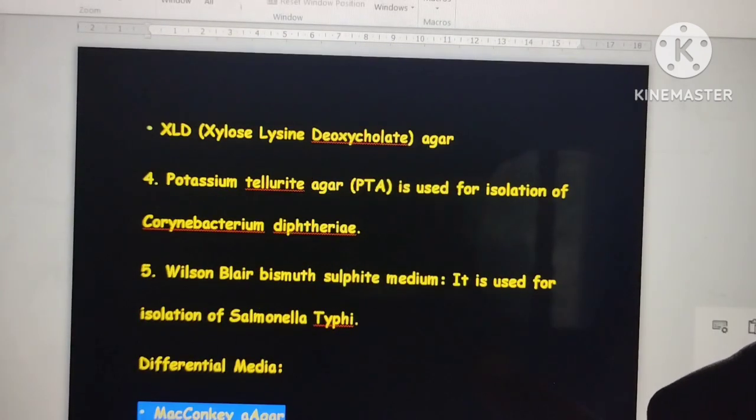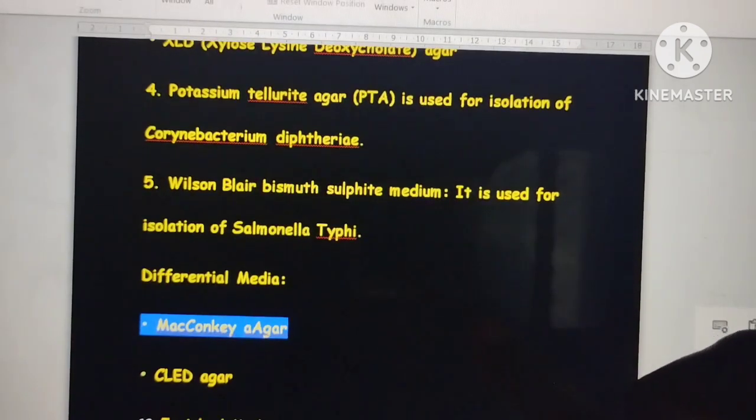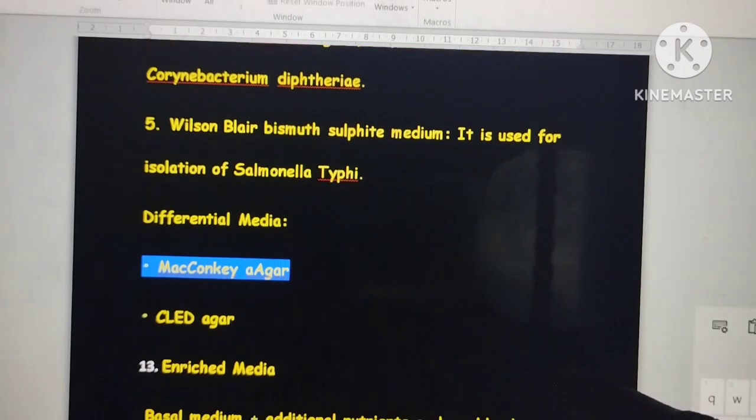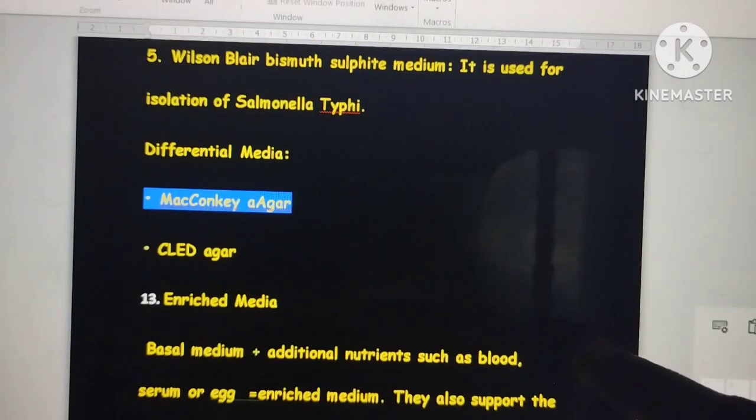Coming to differential media, it is MacConkey agar and CLED agar. A differential medium lets you differentiate between lactose fermenting and non-lactose fermenting colonies. Lactose fermenting colonies produce pink color, whereas non-lactose fermenters produce colorless colonies. Coming to enriched media, first, what is an enriched medium?